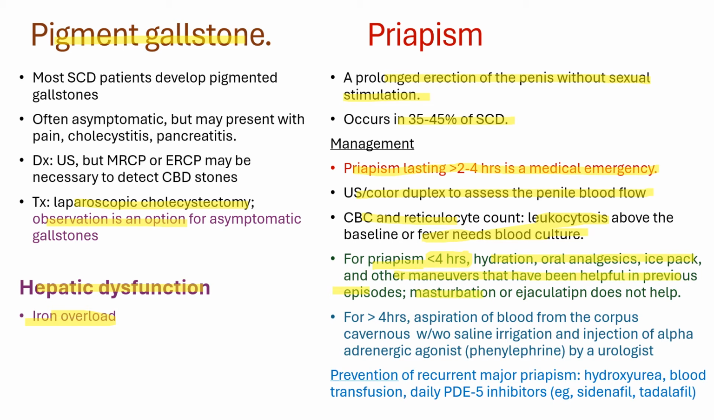Masturbation and ejaculation may help? No, they don't help. For priapism lasting more than 4 hours, it's a real emergency, and aspiration of blood from the corpus cavernosum without saline irrigation is usually done. And also, urologists inject the alpha-adrenergic agonist phenylephrine. Prevention includes hydroxyurea and blood transfusion. Chronic blood transfusion is indicated for recurrent priapism. And daily PDE5 inhibitors like sildenafil or tadalafil.